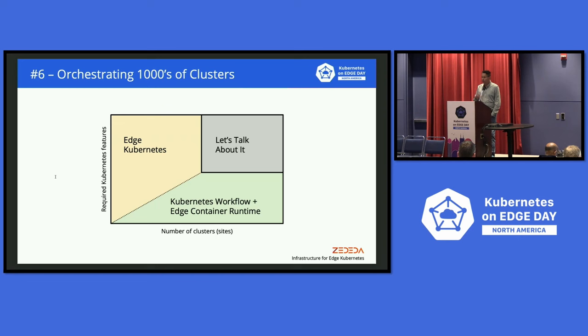So if you're running a handful of containers and you know you want to go to 10,000 sites or 50,000 sites, K3S might not be the right solution for you. You might want to do a hybrid solution. And if you fall into that gray area where you are deep into Kubernetes, but you have sites in the many thousands, a lot of work is going on, but it's not well solved. So that's an area where we just say, let's talk about it and see what you really need to do there.